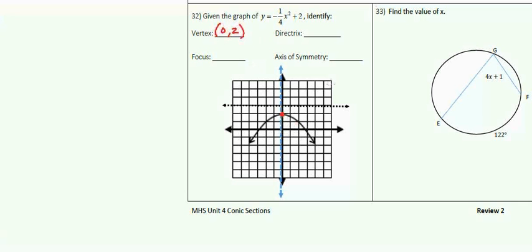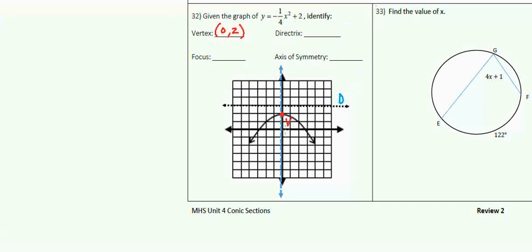The next thing is the directrix, and that's also clearly marked for us. The directrix is this line right here, this dashed line. I'll label that as D. In fact, let's go ahead and just label this as the vertex as well, since you've done that already. So the directrix is right here. Let's take a look at this line.